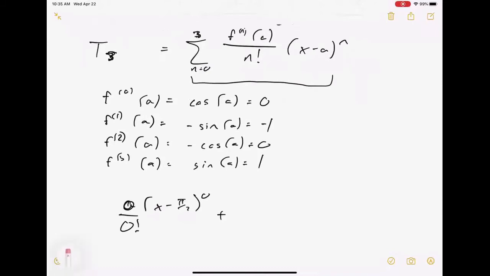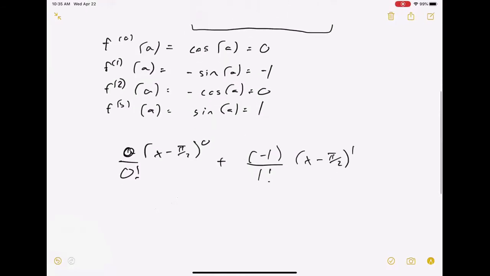plus negative 1 over 1 factorial, x minus pi over 2 to the power 1, plus 0, plus 1 over 3 factorial, x minus pi over 2 to the power 3. Okay, so that should be our Taylor polynomial.